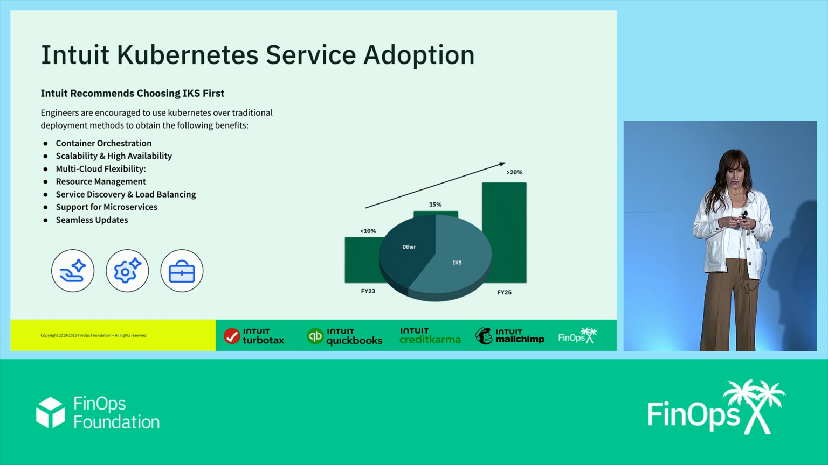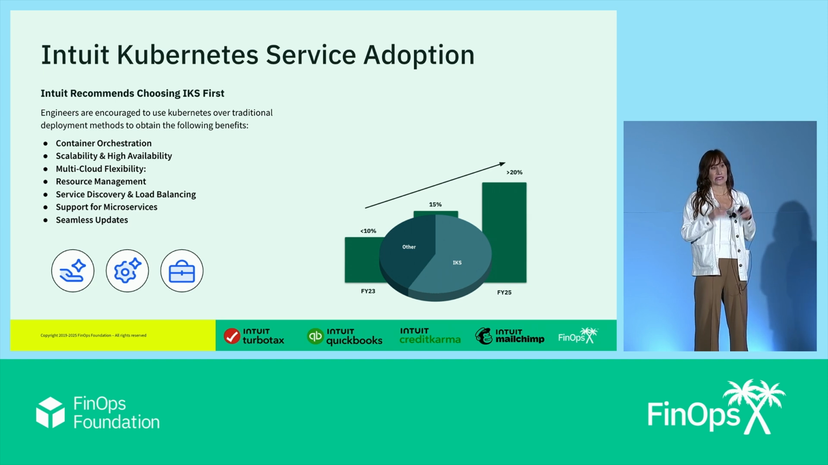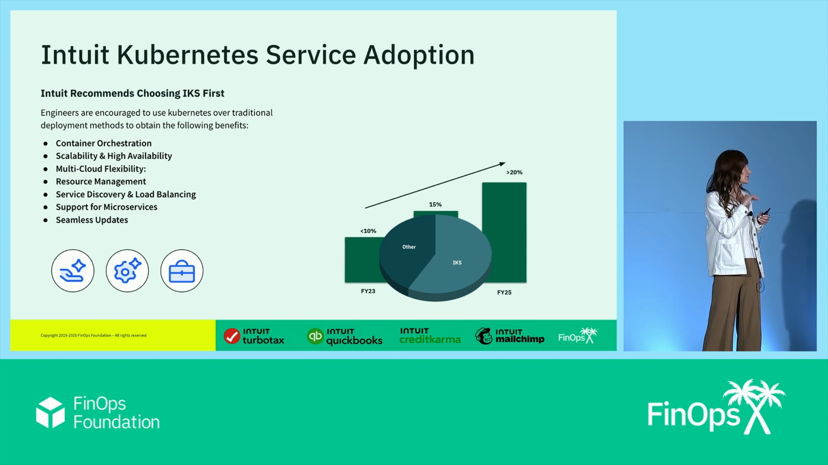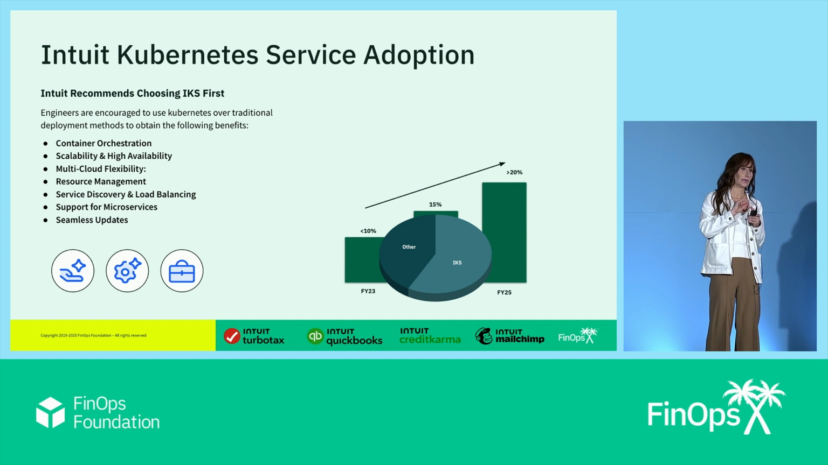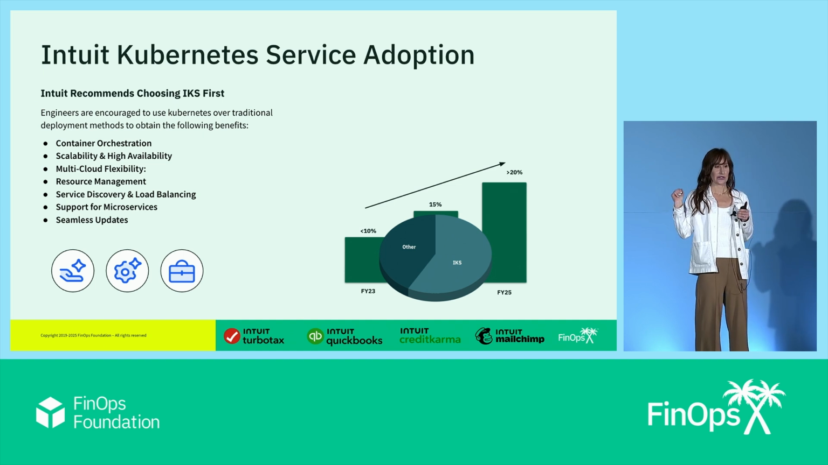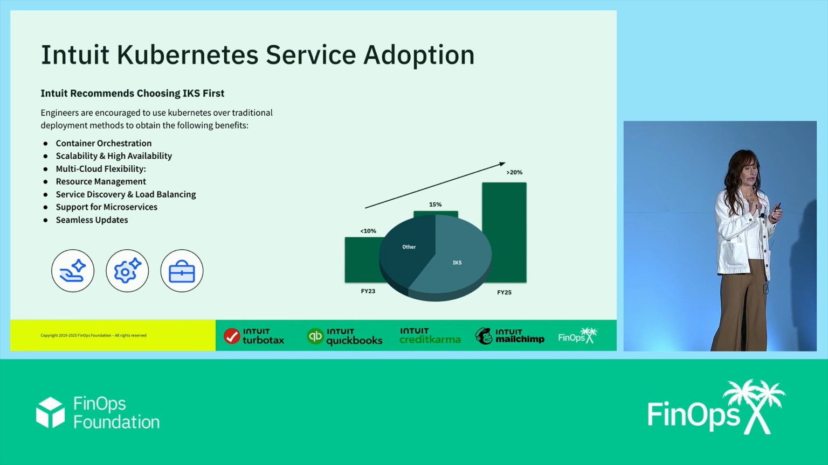So when you're a new engineer at Intuit, you have to take new developer training your first week. And in that training, we encourage them to adopt an IKS first mindset over other traditional AWS paved paths. And we do this because we want them to gain the benefits that IKS offers. So you really get all of these operational superpowers because you don't have to worry about container orchestration and you don't have to worry about scaling your applications. IKS just handles all of this for you.